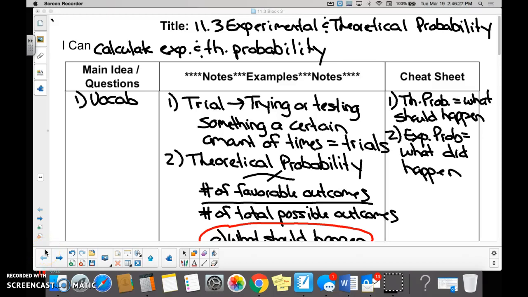11.3 experimental and theoretical probability. I can calculate experimental probability and theoretical probability.